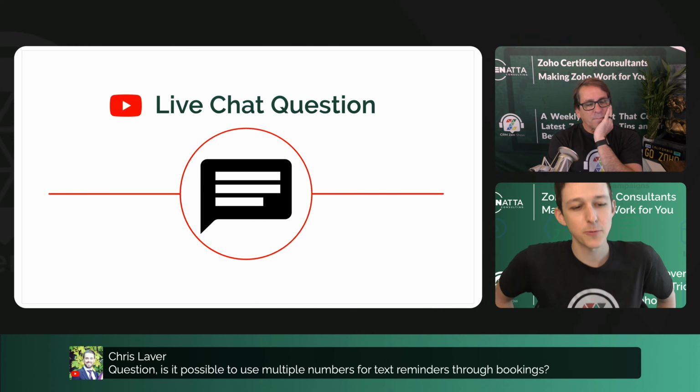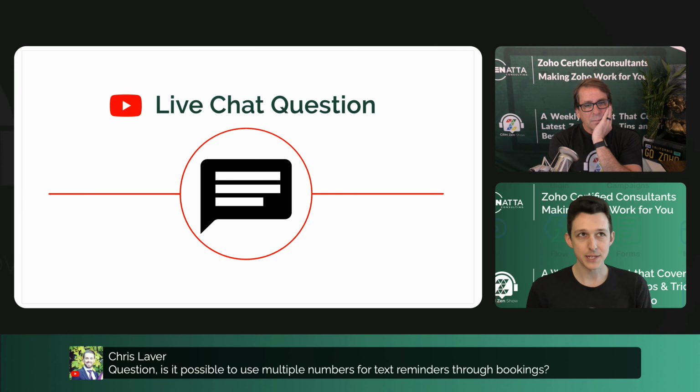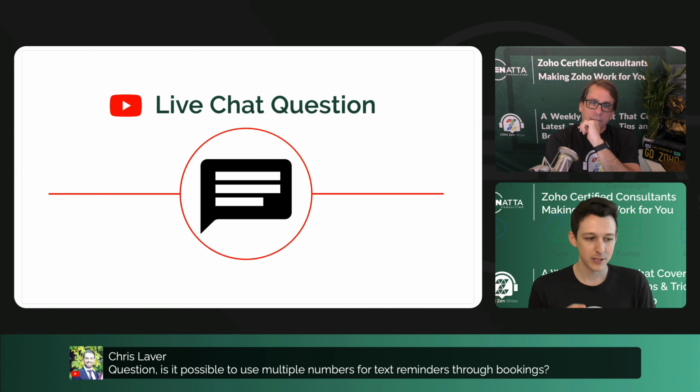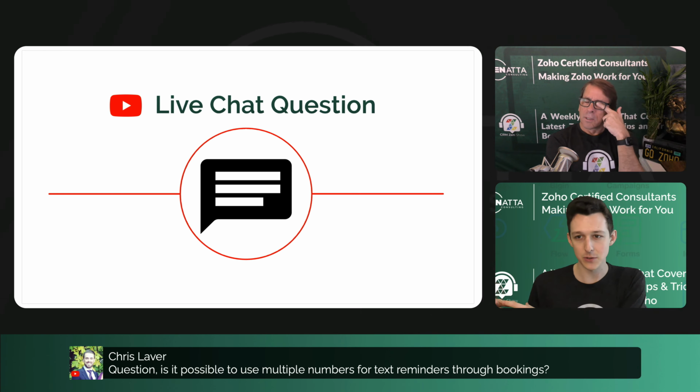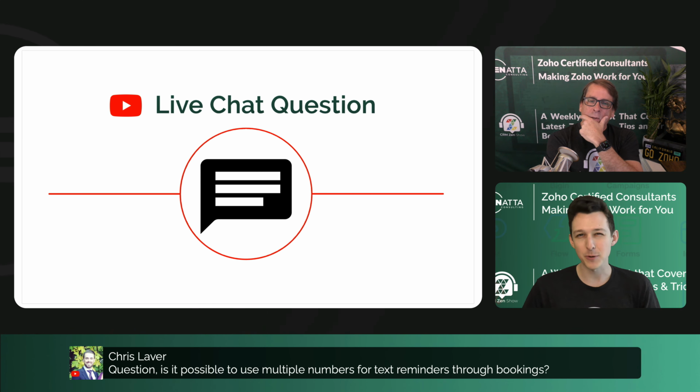Yeah, Chris, there's two different ways I can read this question. One of them is, can someone who's booking with you give you two numbers and get reminders to both? That one, no, unfortunately they can't. And then the other question would be, can I have bookings for this type of service come from this number and bookings for this other service come from another? And I think the answer is also no. I think all of that's just built into the back end of Zoho Bookings. I'd be happy to be wrong, but I don't think you can really define what number the reminders are going to come from within Bookings.